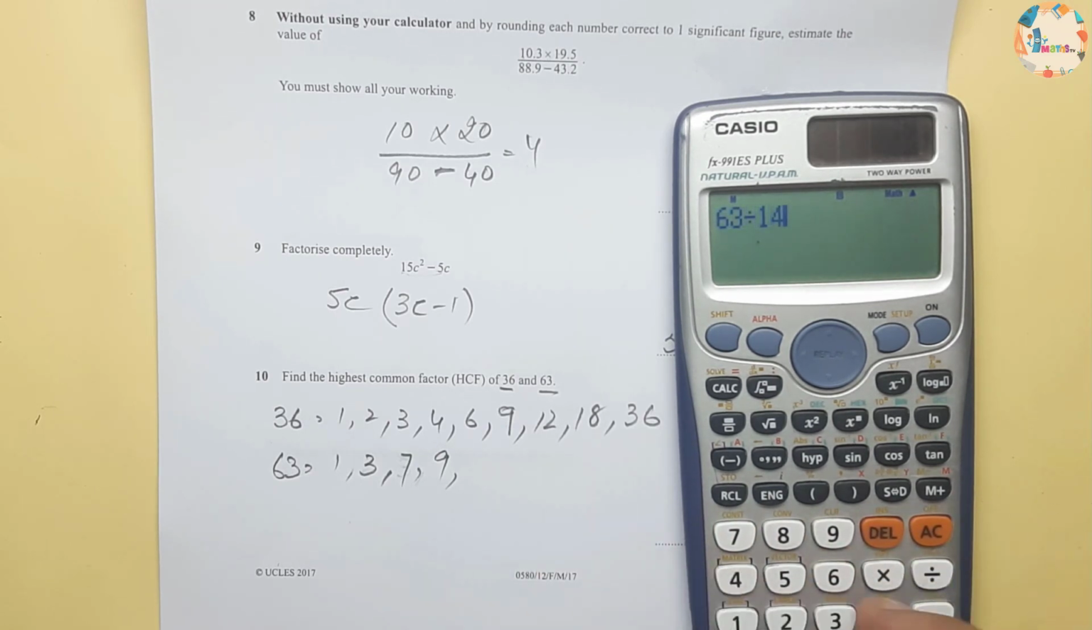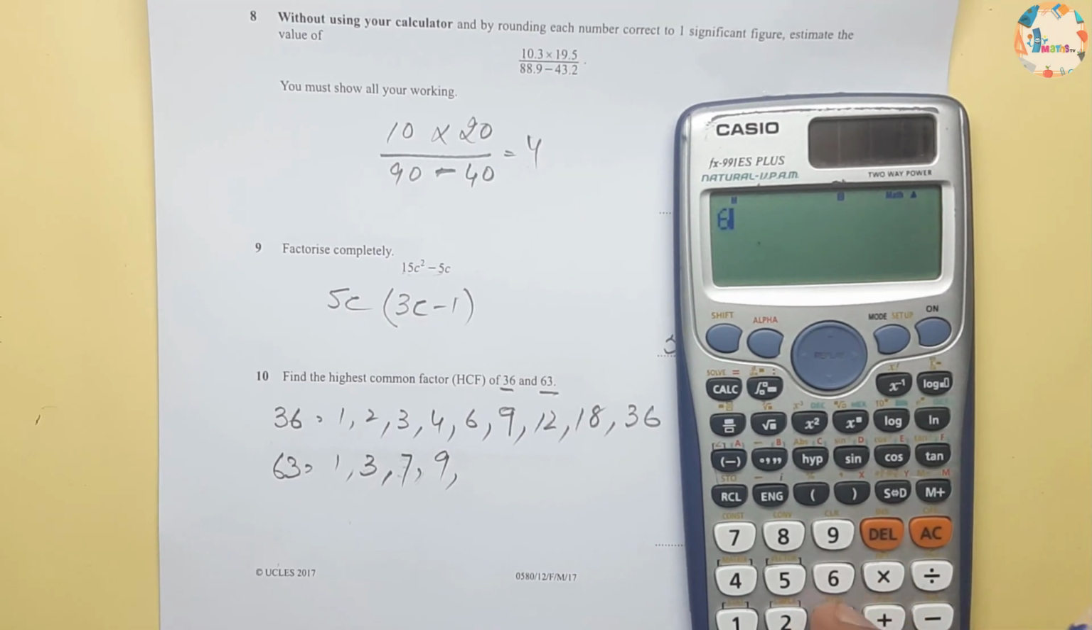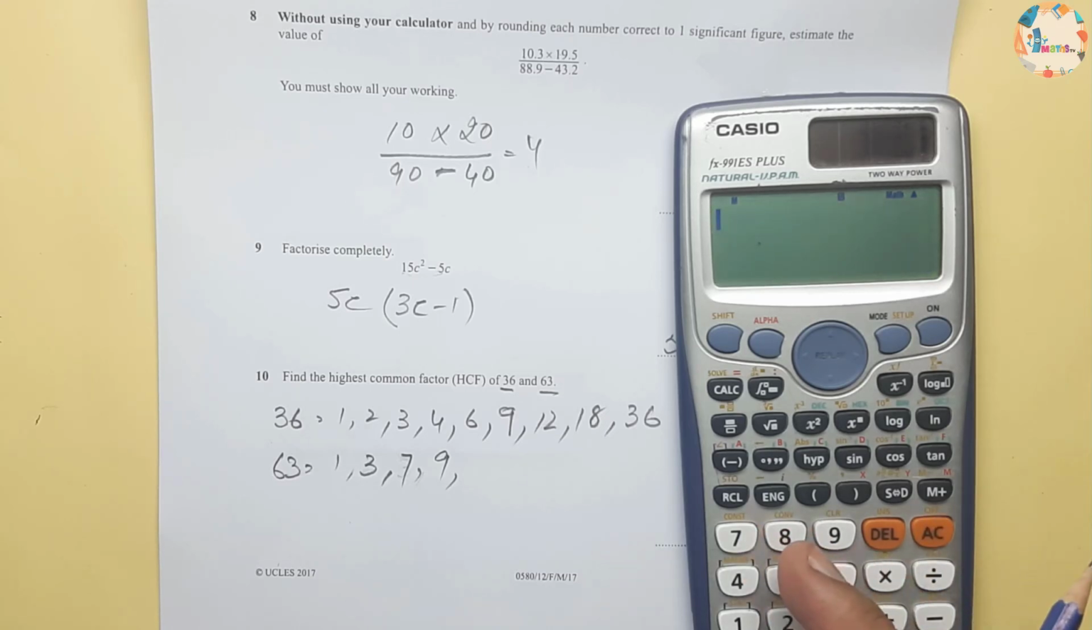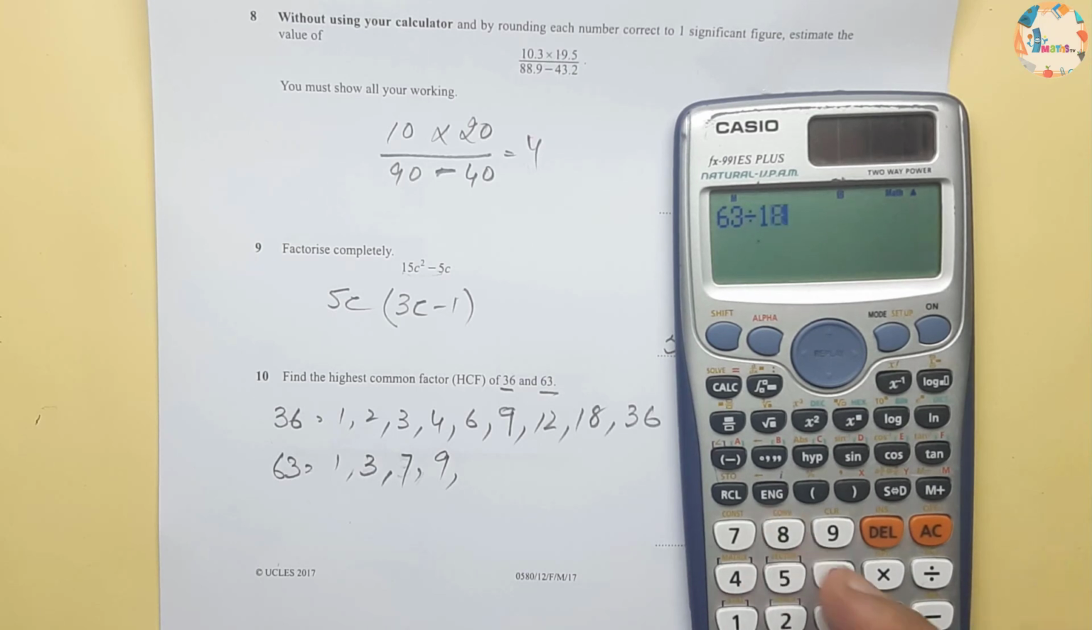14, it's not divisible by 14. 15, 16, we can check by 16. 17, it's not divisible by 17. And 18 also we can check, divided by 18. This is not divisible by 18. So 19, 20, 19, if we check, this is also not divisible by 19.